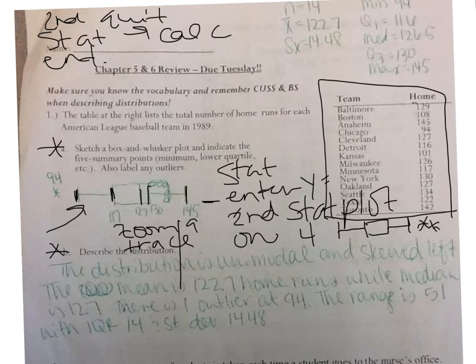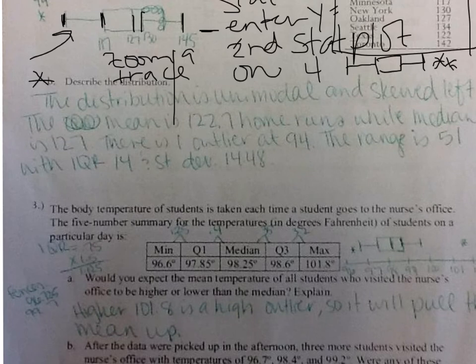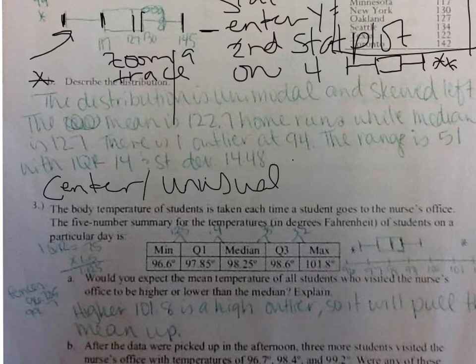All right, so then when I say describe the distribution, that means CUSS. So that means center, unusual features, meaning outliers, gaps, any of that kind of stuff. Center can either be mean or median. Remember, you want to use median if it is skewed, mean if it's symmetric. Shape should include unimodal, bimodal, whatever, and then it should include symmetric or skewed, and then spread.